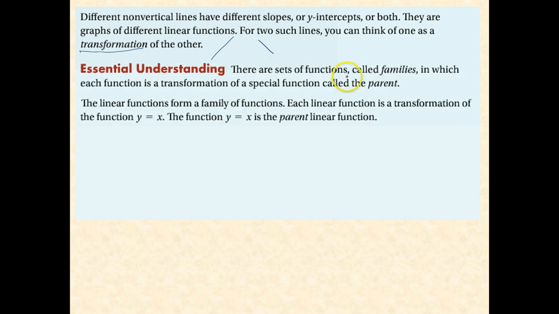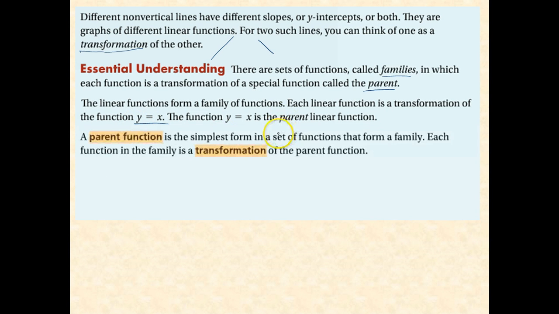Okay, so there are sets of functions called families, in which each function is a transformation of a special function called the parent. Linear functions form a family of functions. Each linear function is a transformation of the function y equals x. So y equals x is the parent linear function. The parent function is the simplest form in a set of functions that form a family. Each function in the family is a transformation of the parent function.